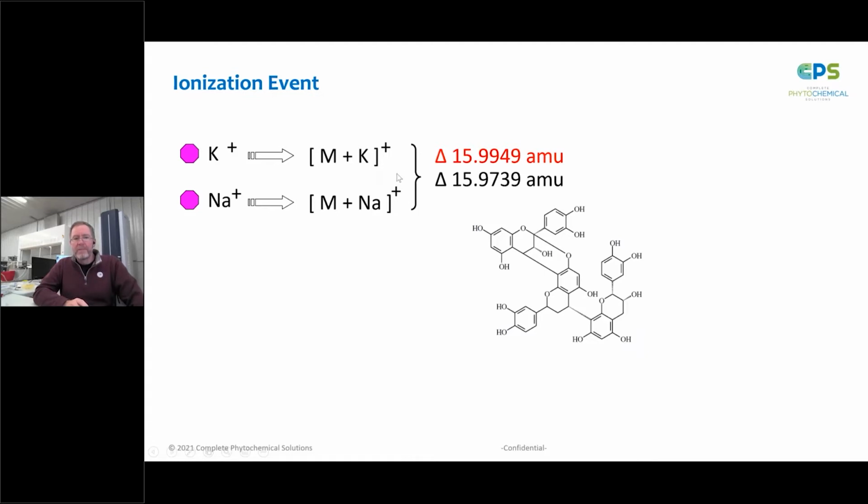Now, interestingly, the mass difference between a sodium and a potassium ion adduct is close to the molecular weight of a hydroxyl group. So when we analyze this compound as received with its naturally abundant potassium and sodium ions from nature, we cannot differentiate between a split signal or an addition of a hydroxyl group. So this can become very problematic when we're trying to identify compounds or to characterize them very specifically.